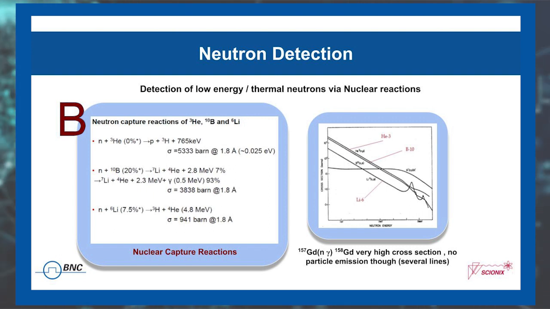There's also a reaction based on gadolinium. Gadolinium actually has the highest cross-section of all materials for neutrons. But this is a neutron gamma reaction. So we are not producing charged particles. So the gamma rays of several energies are absorbed in the material. And the analysis of the spectra is not so straightforward. In spite of this, for some applications, gadolinium scintillators are a very interesting option.